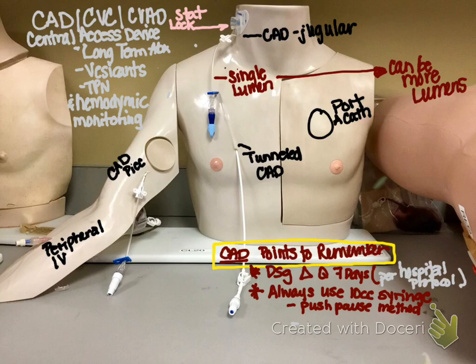You've all heard, or if you've worked in healthcare, you've heard of it being clotted. You don't want it to clot. So you have to use a push-pause method. You have to do your flushes to prevent that. And then always use the chest x-ray to confirm. You never want to use it until you've had your chest x-ray.